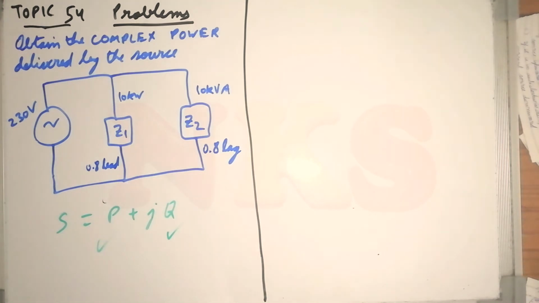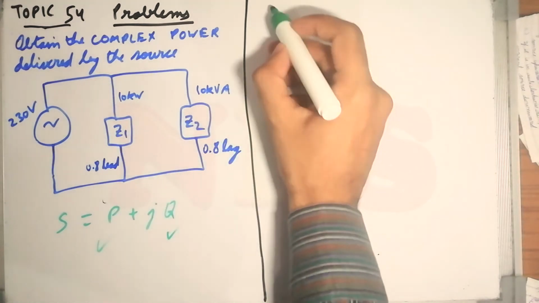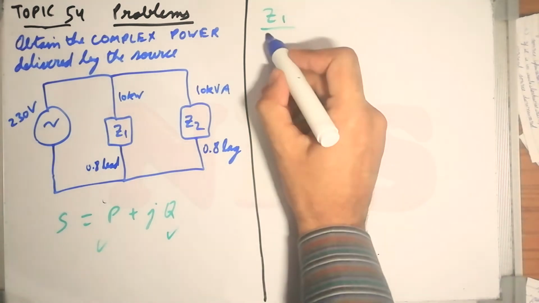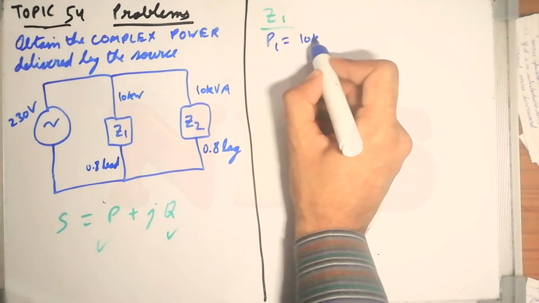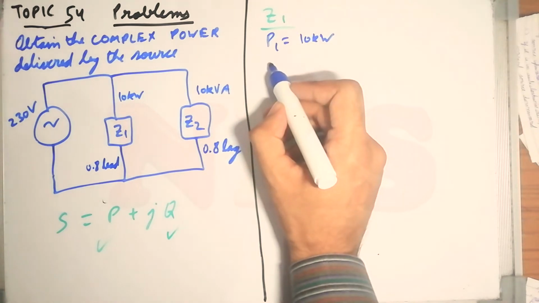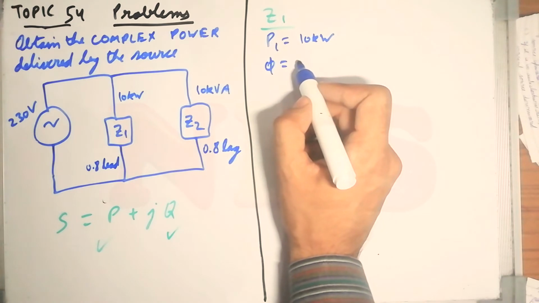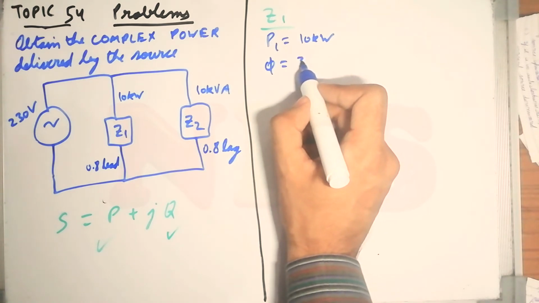Now it is given to us that Z1, first take Z1. For Z1 we are given P1 as 10 kilowatt, and 0.8 lead, that is our phi will be cos inverse 0.8, which is around 36.87 degrees.